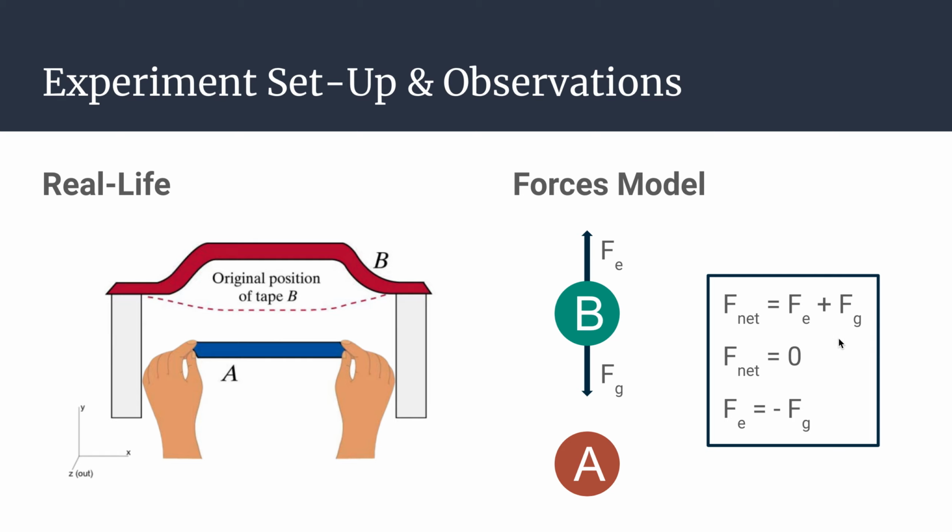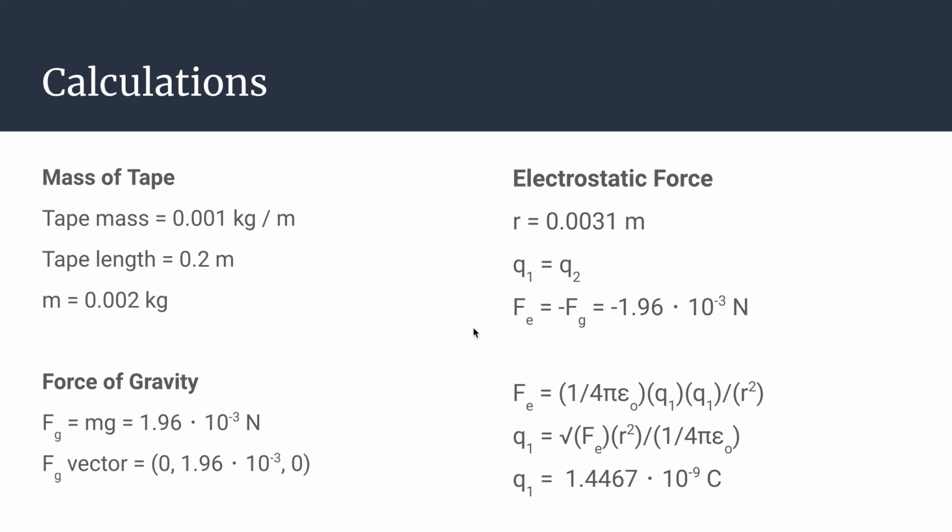So then using Newton's second law, we know that F net equals the force of electrostatic attraction plus the force of gravity. And since it sums to 0, we know that the electrostatic force of attraction is opposite in magnitude to the force of gravity. So these are the calculations based on this diagram, which you can pause to see. We use this to determine the mass of tape. We also consider that both tapes have the same charge, so Q1 equals Q2 in Coulomb's law. And then the charge comes out to be roughly 1.4467 times 10 to the negative 9 coulombs.